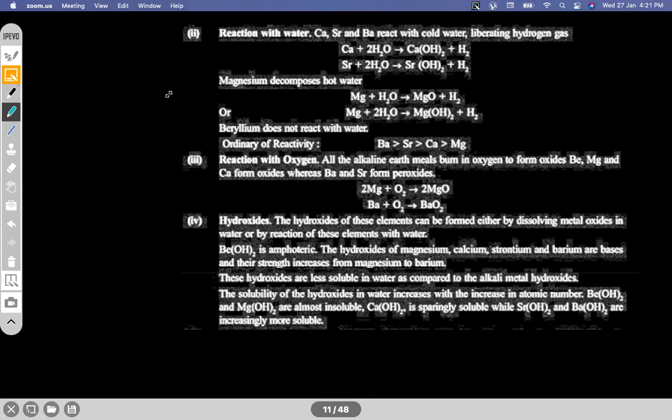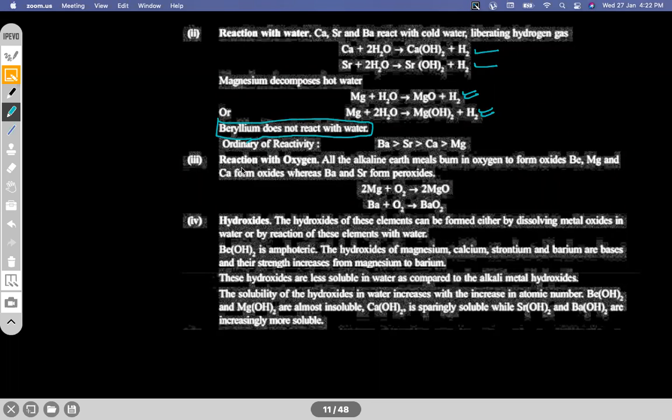All these alkaline earth metals react with water and evolve hydrogen gas. The reaction is given over here. Hydrogen gas evolves. Magnesium decomposes hot water, but it also evolves H2. So hydrogen liberates in all these. Beryllium does not react with water. This one is important. Beryllium hydrides are strong, it's difficult to break the bond. Hence, it does not react with water.